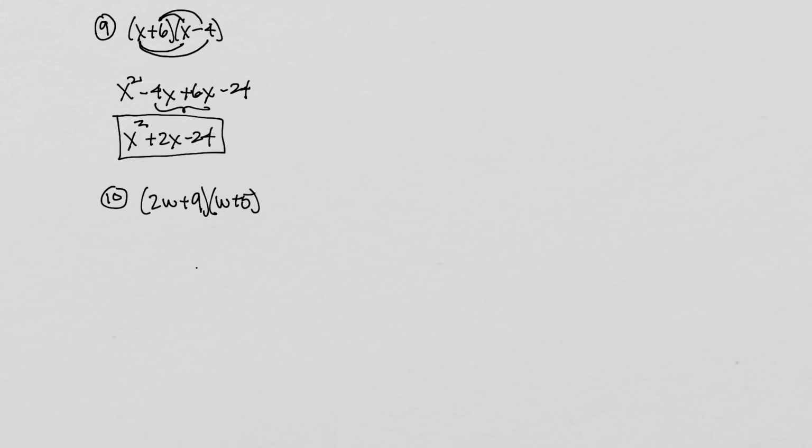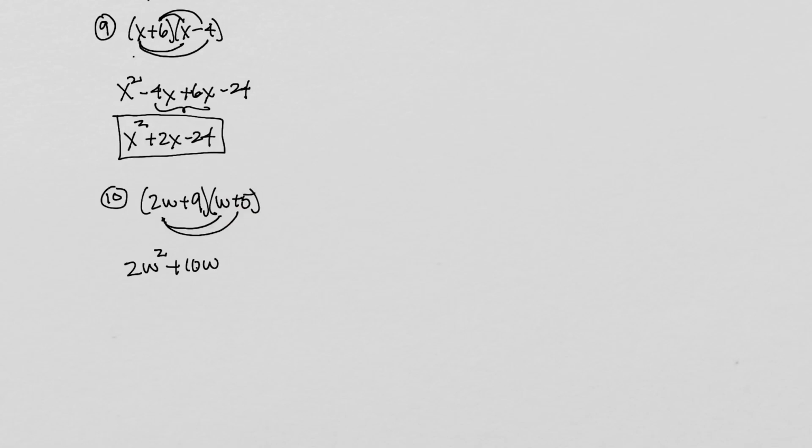Let's run the same thing through here in number 10. I'll start with the 2w and run it all the way through. So 2w, let's do it, 2w times w, we're multiplying, right? So add the exponents, 1 and 1 is 2. So we'll get 2w squared, and then 2w times positive 5 is positive 10w.